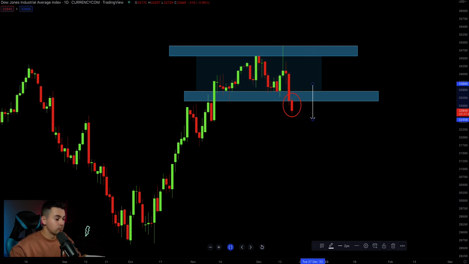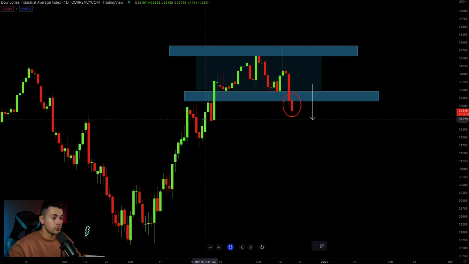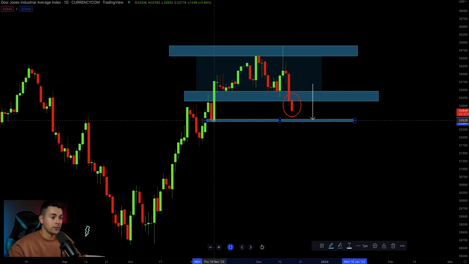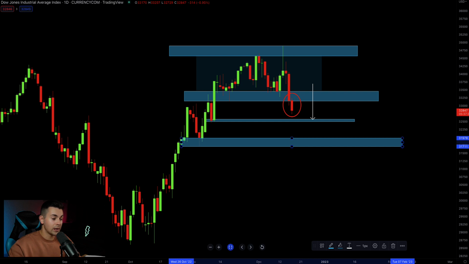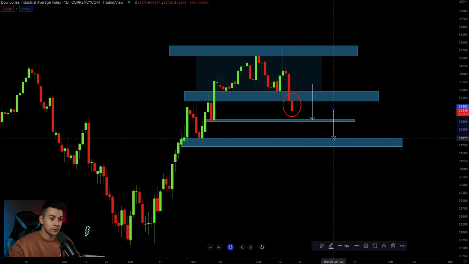The first support in focus on Dow Jones will be that structure. It is the first daily structure support that we see, and probabilities will be very high that that support will be reached. And if we violate that support, then the market will most likely drop to that structure.